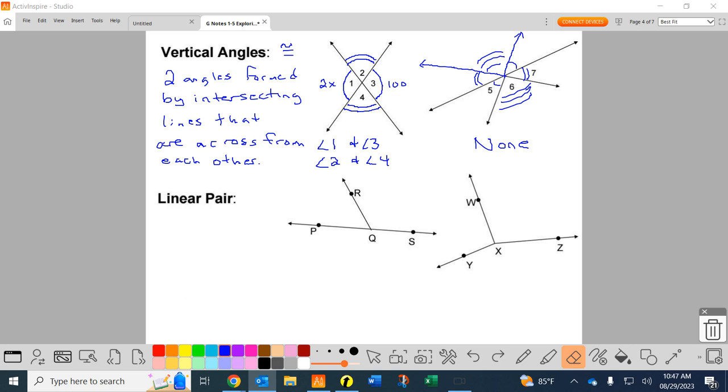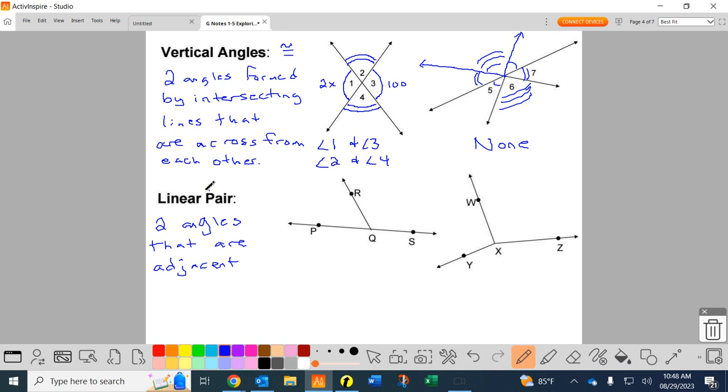So, linear pairs. We're going to talk about what each one of these lets us do in these problems we do. So, linear pairs are going to be 2 angles that are adjacent. Guys, all that means is they're right next to each other. Remember, that just means they share a common side, share a common vertex. They're next to each other.